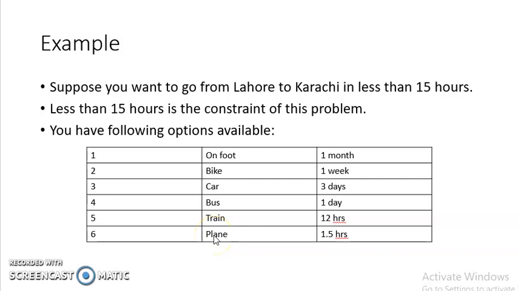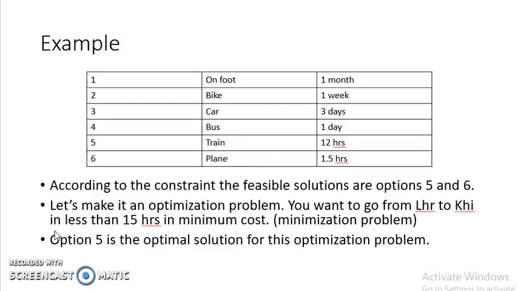Now, you have a constraint of less than 15 hours. Of all the possible options, option number 5 and 6 are the ones that satisfy this given constraint. So according to the constraint, the feasible solutions are options 5 and 6. So you can see that there is more than one feasible solution for this problem.